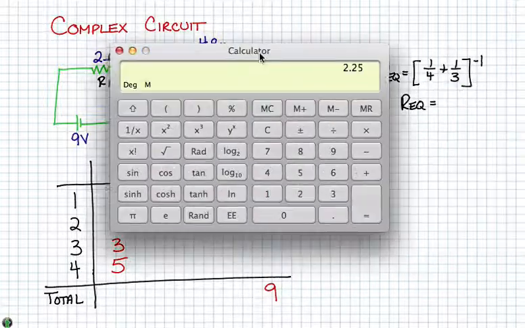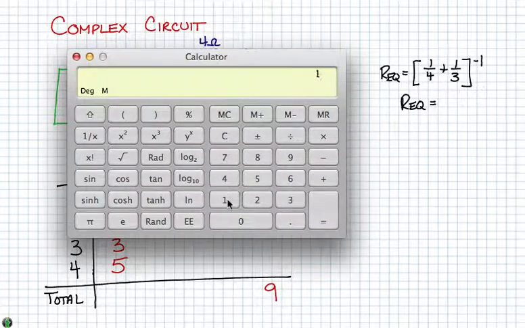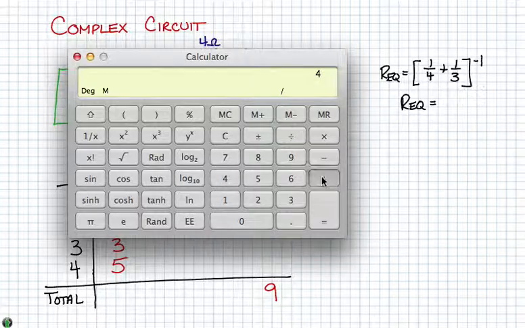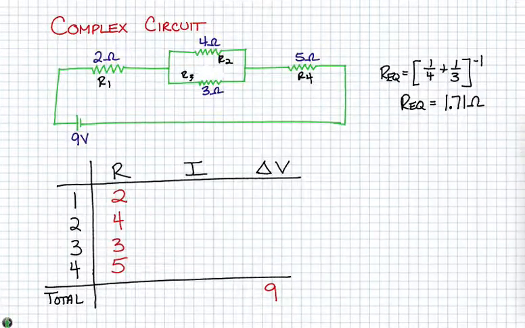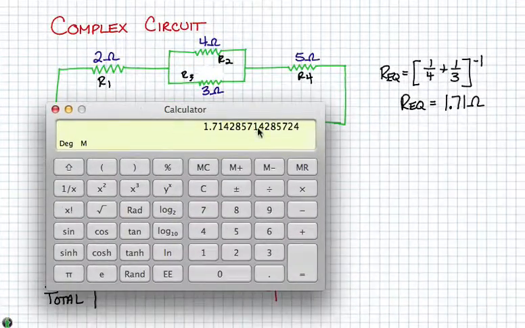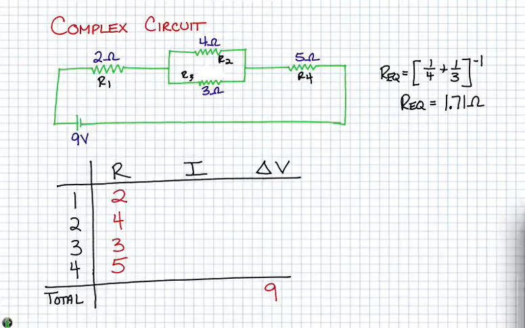which will be 1/4 plus 1/3. Raise that to the negative 1. 1.71 ohms. So 1.71 ohms is my equivalent resistance. As you can see, I'm rounding this. That rounding will probably affect my results a little bit, but nothing drastic.